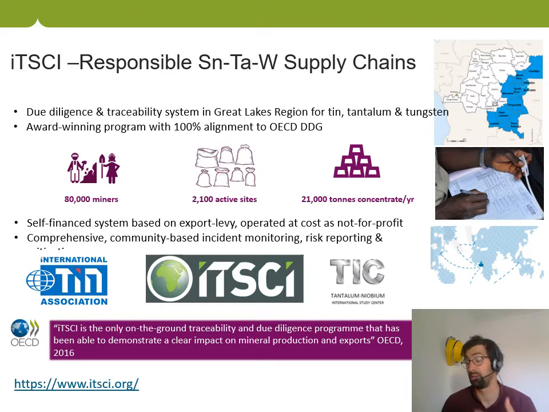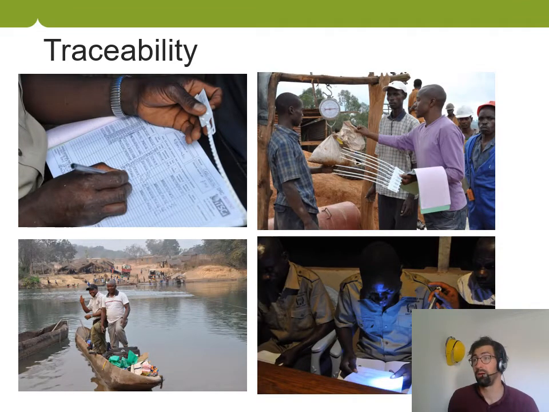And it has been proven to be 100% in alignment with the due diligence guidance of the OECD. So essentially it has removed conflict from the 3T's supply chain. So any of the tin, tungsten, tantalum that you have in your phones and electronics does not contribute to conflict in the DRC. And there's a lot of reports to discuss some of the ongoing issues, because things are constantly changing, but it's been successful, unlike any other traceability and due diligence system currently on the market.